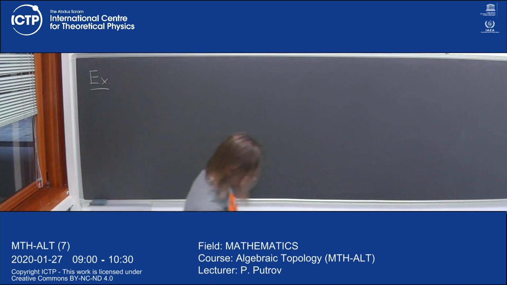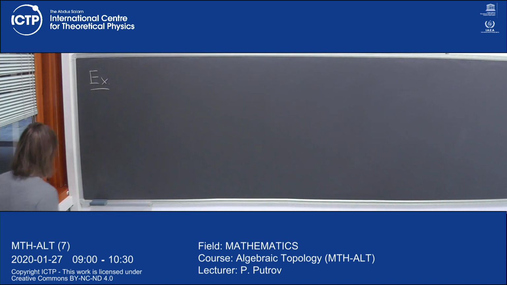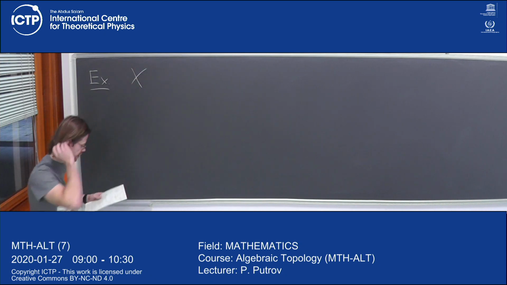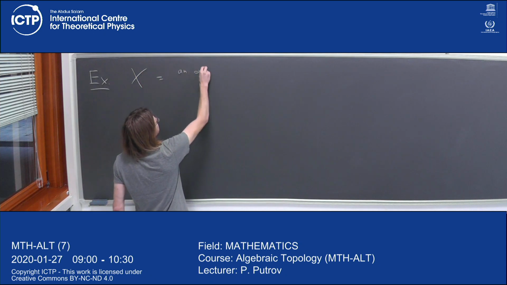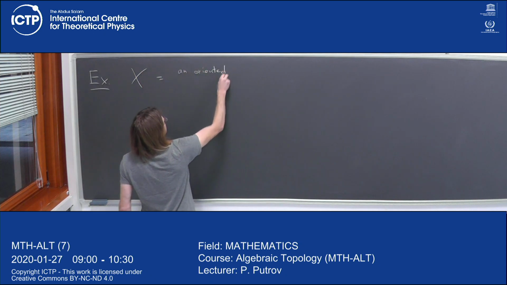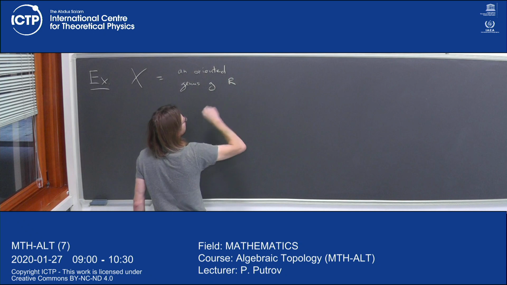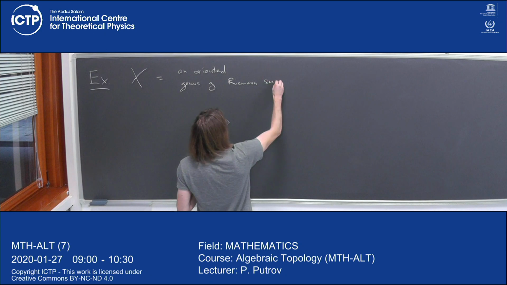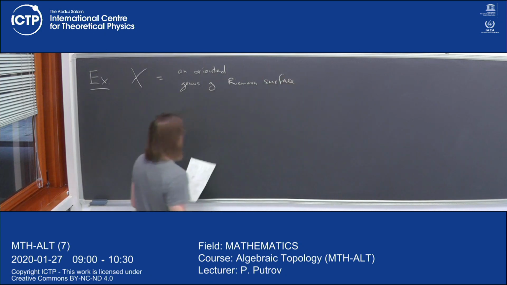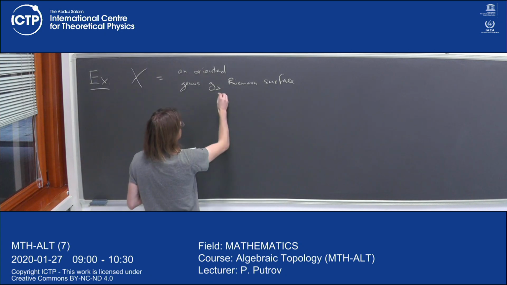Okay, so in the last lecture, I promised some example of using the Van Kampen theorem. So we'll consider the following case. So X will be an oriented genus G Riemann surface. Well, let's assume that G is greater than 0.